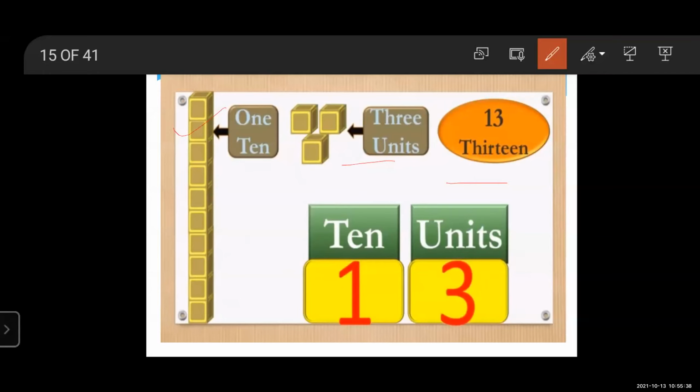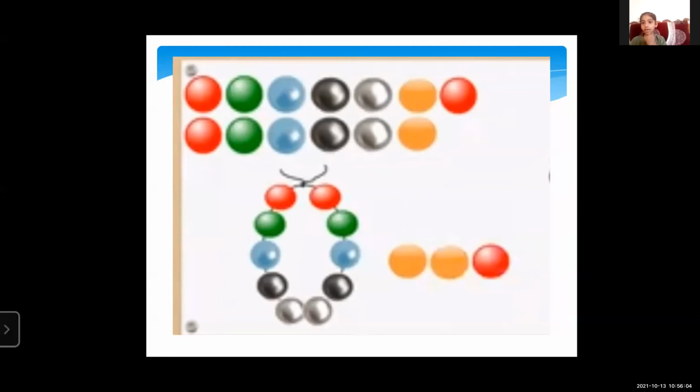And how do we read the word 13? T-H-I-R-T-E-N, 13 in words. And how to write it? See, on the unit place, write down 3, and on the 10 place, write down 1. So 1, 3, 13. Okay, remember the spelling of 13: T-H-I-R-T-E-N.